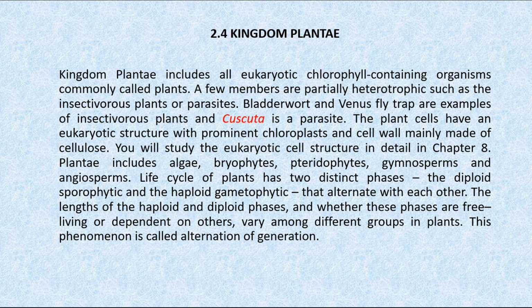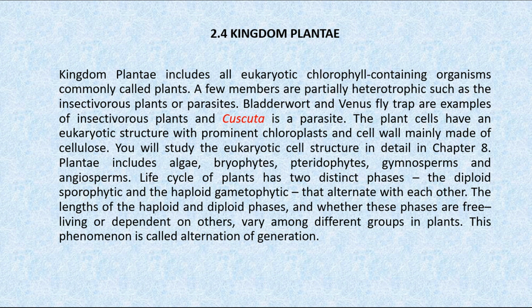Kingdom Plantae. Kingdom Plantae includes all eukaryotic chlorophyll-containing organisms commonly called plants. A few members are partially heterotrophic, such as the insectivorous plants or parasites. Bladderwort and Venus flytrap are examples of insectivorous plants, and Cuscuta is a parasite. The plant cells have a eukaryotic structure with prominent chloroplasts and cell wall mainly made of cellulose. You will study the eukaryotic cell structure in detail in Chapter 8.